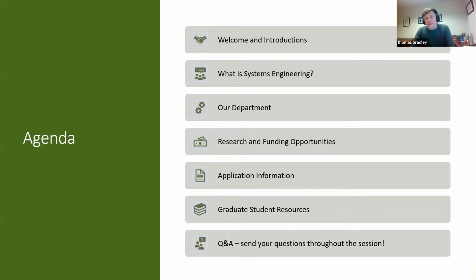So here's our general agenda. I'm going to give you some introductions to some of the key folks who are on the call and are part of our systems engineering department. I'll give you a little introduction into systems engineering. This is one of the most common questions we get asked, but we'll talk about what systems engineering really is. We'll talk about our department. Let's discuss research and funding opportunities that exist within the department. I'll have Ingrid tell you a little bit about some of the application information and what some of the grad student resources are, and then we'll have myself, staff, and faculty around to answer some Q&A.